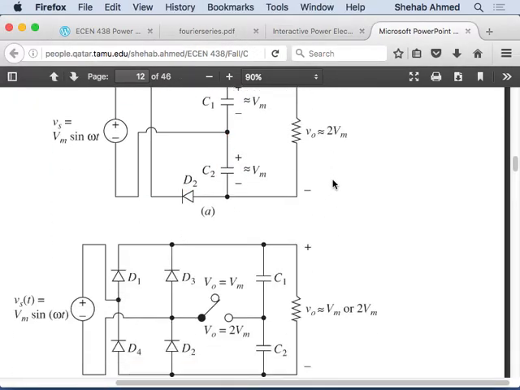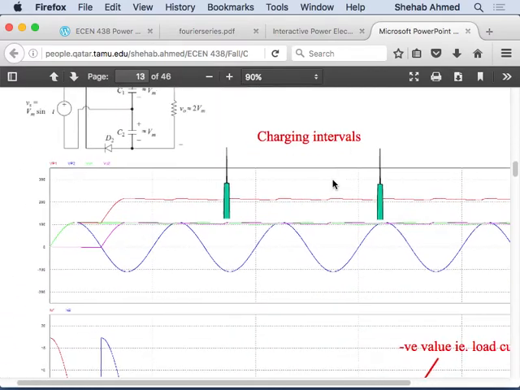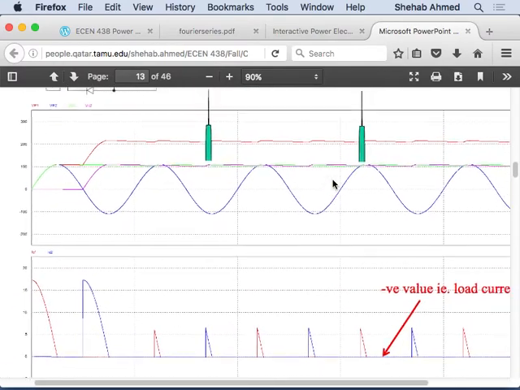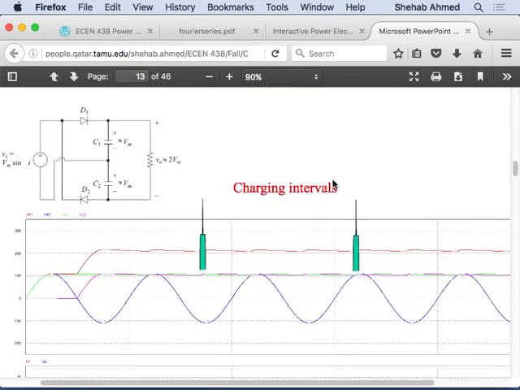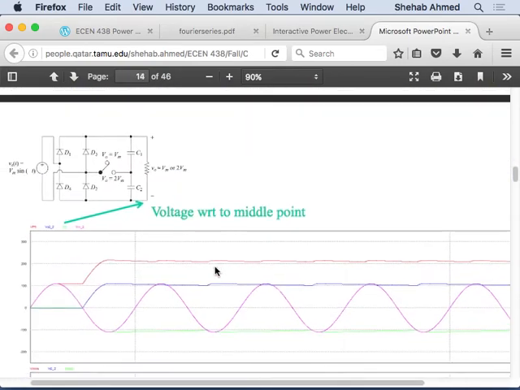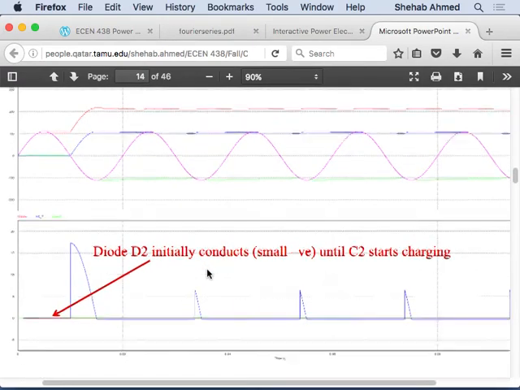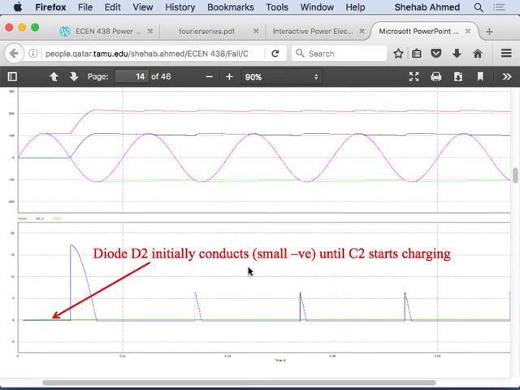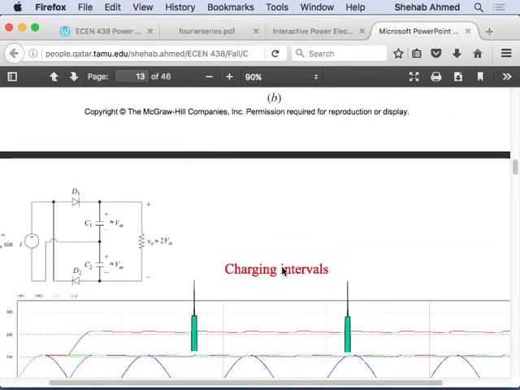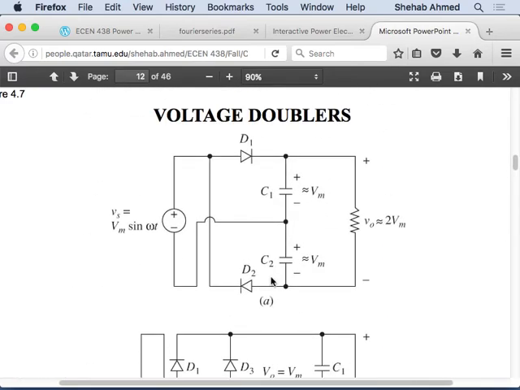Since we don't care about transients too much, I didn't stress on it. But if we go to the slides that I have, the simulation that I made, I show that somewhere here. Like D2 initially conducts, right, small negative until C2 starts charging. So D2 is here. D2 will initially conduct here.